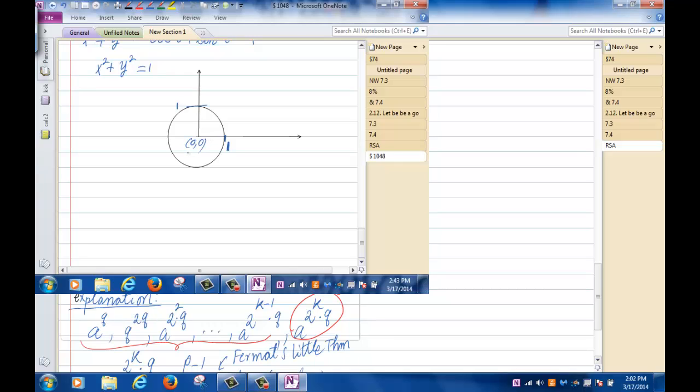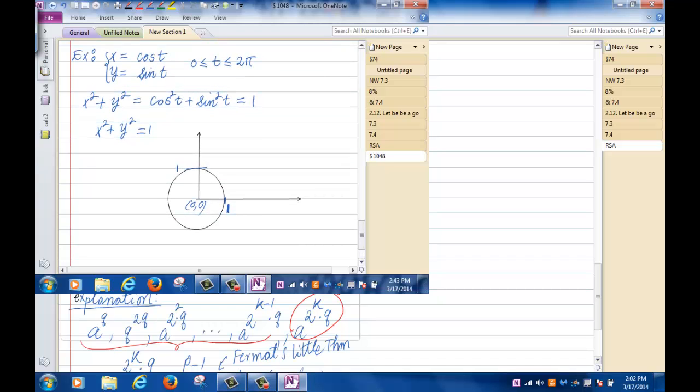However, the question is, do I get all the points on the circle? How do I know I get all the points on the circle? And that's one question. The other question is, how is it traced? If I think of x and y as the position of a moving object, right? Then the question is, how is it traced? What's the orientation?